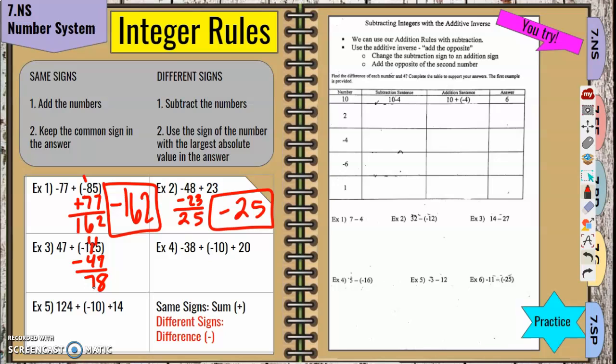I have different signs, so I subtracted. And now I find the sign of my answer. My bigger number is negative, so my answer is negative 78.